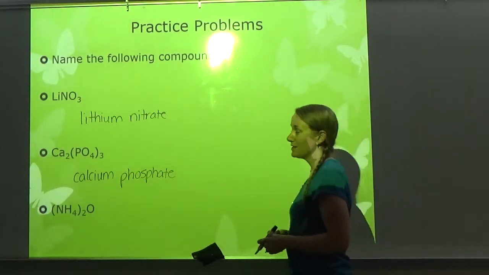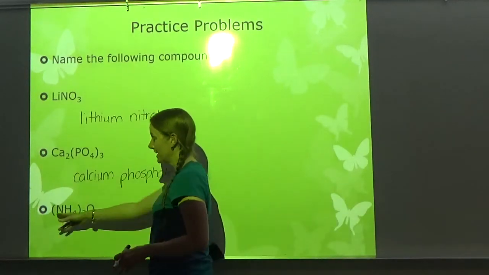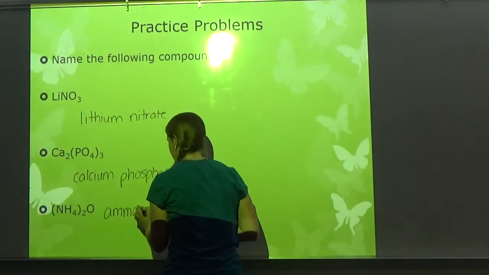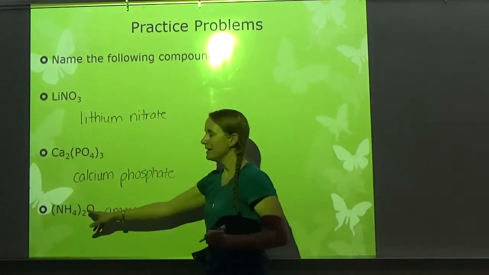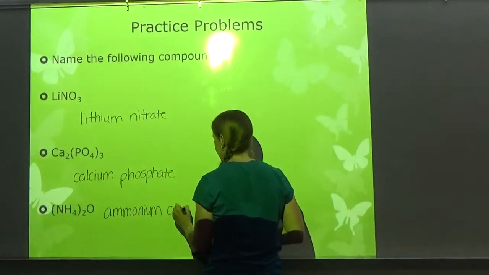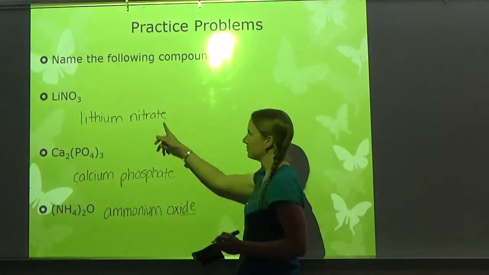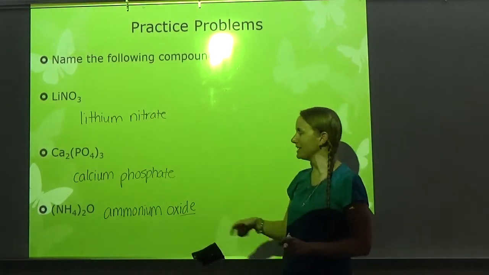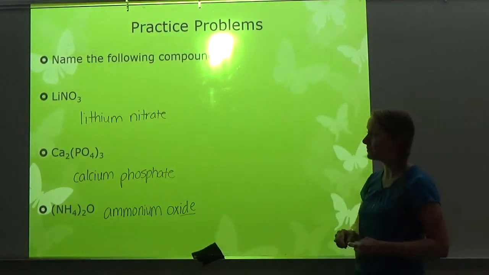The last one's a little tricky. So it actually starts with a polyatomic ion. NH4 is called ammonium. And then it ends in oxygen, which means oxygen's negative, so it's oxide. A lot of people, for some reason, once you get used to the polyatomic ion being second, they forget to change that ending to "ide" if it's not a polyatomic ion.